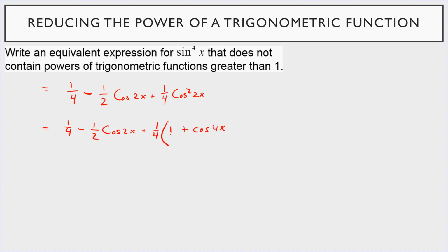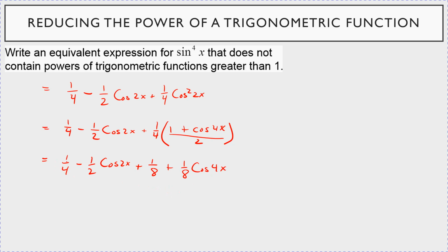So 4x divided by 2. Now you just have to clean this up. So this is 1/4 minus 1/2 cosine 2x. So think about this. This is 1/4 times 1 over 2, so this gets me plus 1/8. 1/4 times this 2 down here, so plus 1/8 cosine of 4x.